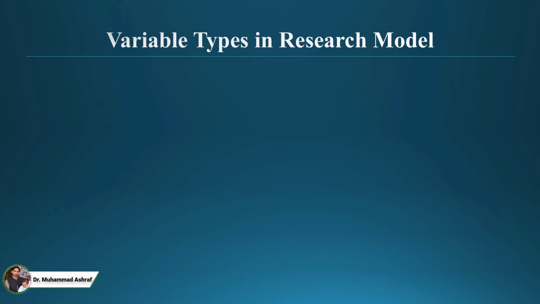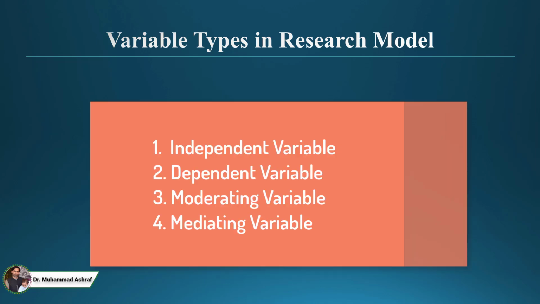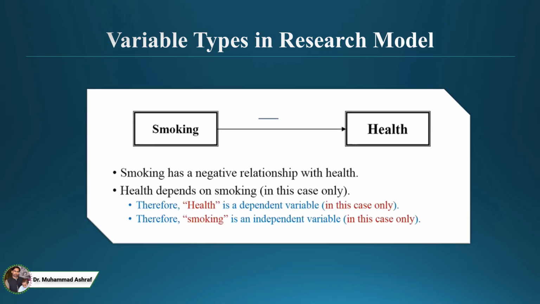Normally there are 4 types of variables in a particular research model. Number 1, independent variable. Number 2, dependent variable. Number 3, moderating variable. And number 4, mediating variable. So in this particular example, you can see that smoking has a negative relationship with health, or in other words, smoking has a negative impact on health. Since health is influenced by smoking, health is the dependent variable and smoking is the independent variable.